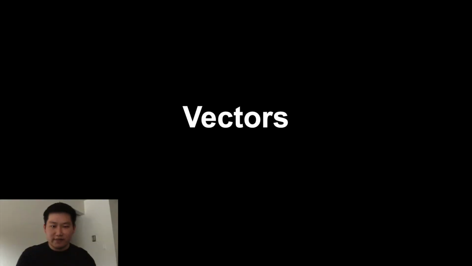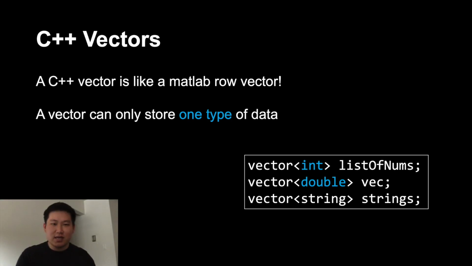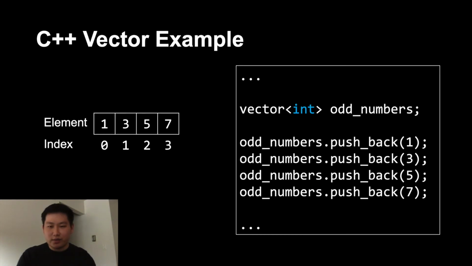Next up is vectors. A C++ vector is just like a MATLAB row vector. It can contain only one type of data. So here we use an angle bracket to specify the type of data that's contained in this vector. Here is an example that we can construct a vector by pushing back values one by one.